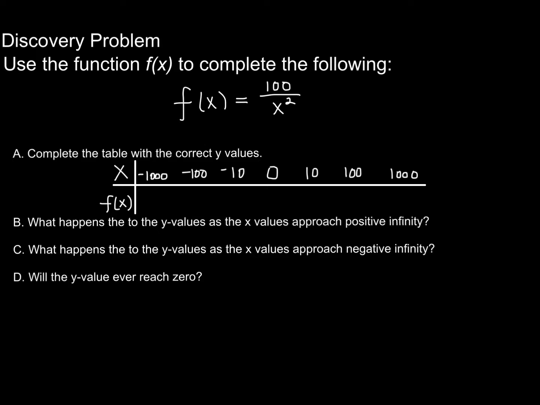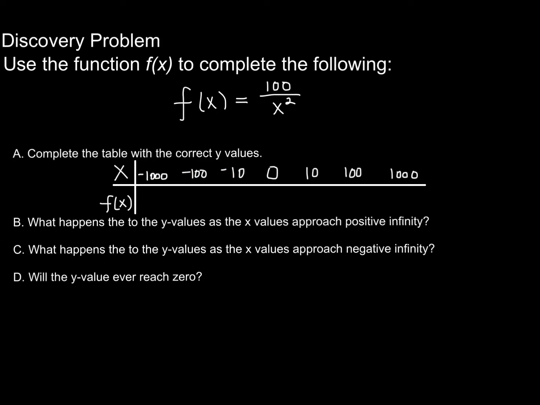Alright, so to start off, go ahead and write this down and complete the discovery problem here. Use the function f of x to complete the following, and the function is 100 divided by x squared. What you want to do is complete the table with the correct y values. I've already put in the x values that you want to input. You can use a calculator or Wolfram Alpha to do this. Just make sure that for your negative values, you're putting the entire value in parentheses and then squaring it so that you're squaring the whole negative value.